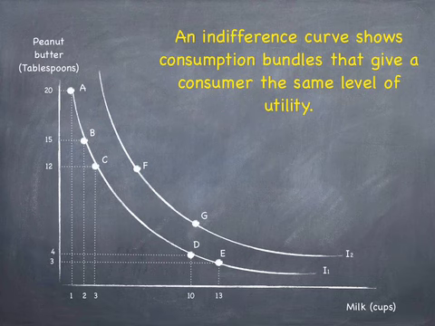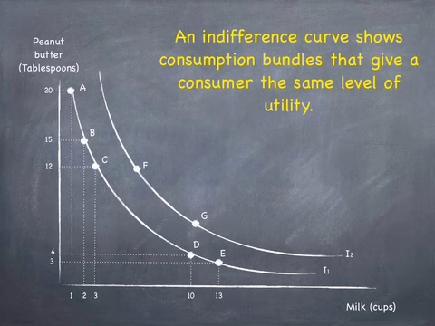Let's look at bundles F and G. These bundles give her a higher level of utility, or more satisfaction. That's because they're on a higher indifference curve. As we move out away from the origin to combinations that give us more milk and peanut butter, that moves us to a higher indifference curve. So bundle F or bundle G will give her more utility than bundles A, B, C, D, or E.